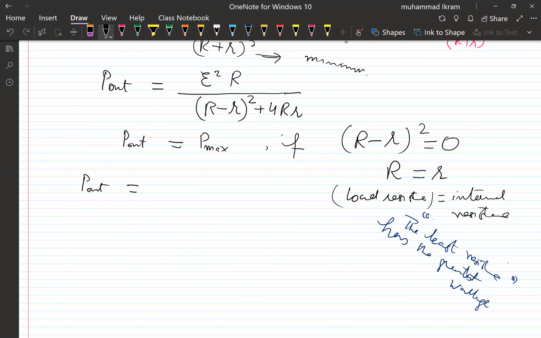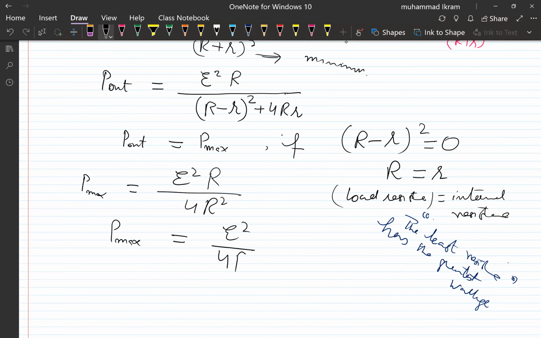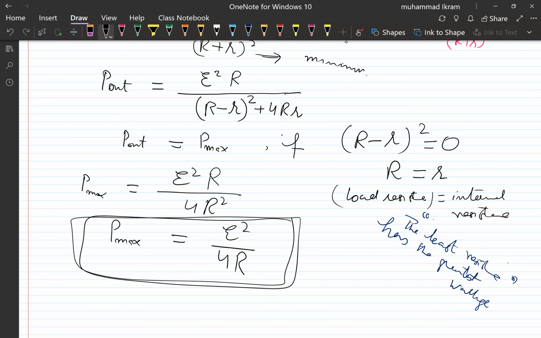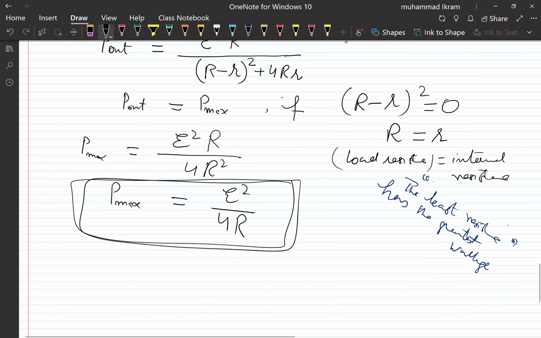So our power out, the maximum power out, will be equal to E square, R, and we have 0, and we have 4R square. So the power max will be equal to this, which is only possible when the load resistance becomes equal to the battery internal resistance. So this is our today's lecture.